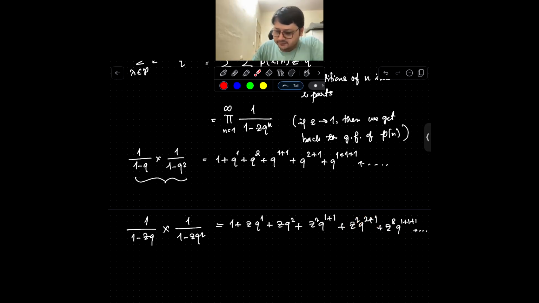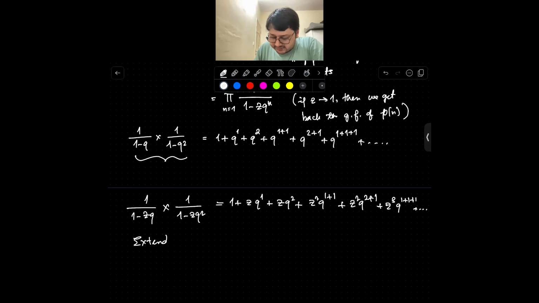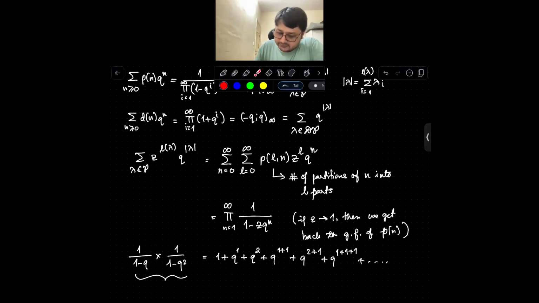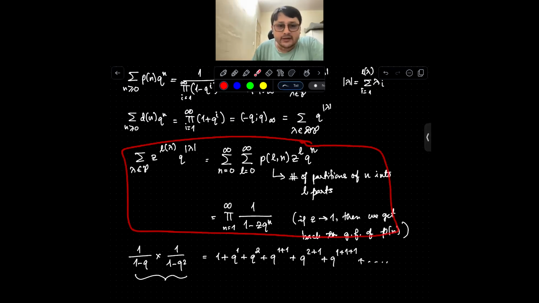Okay, so now this is just the same thing as we did for the generating function. Extend this argument, and we should get a proof of this quantity here. Okay, so this is the two variable generating function for partitions, where one variable is keeping track of the length of the partition, that means the number of parts in the partition, and another variable is keeping track of the norm of the partition, that means of which integer that partition is.